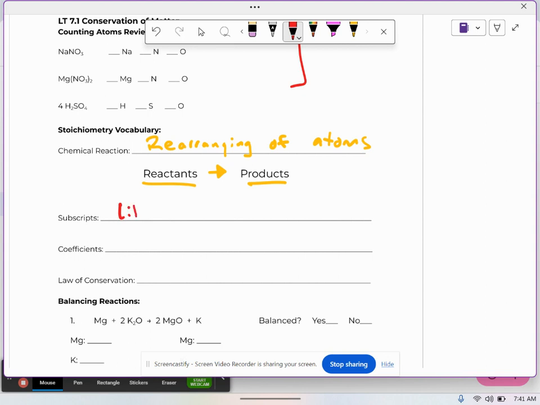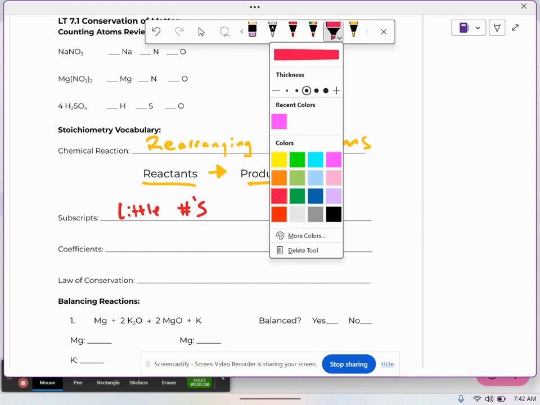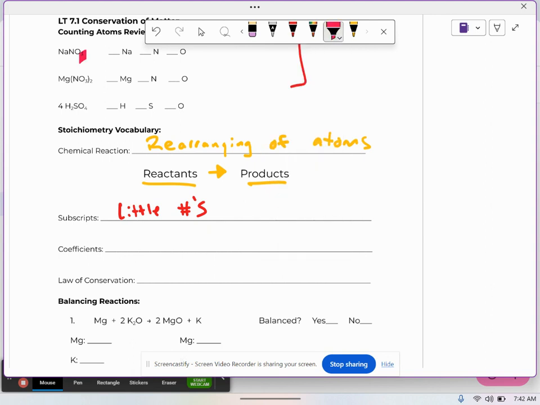Subscripts are the little numbers, so something that looks like this, right? So a subscript is like what's attached to the oxygen, so they apply directly to that specific atom. And so those are the little numbers that are attached to the atom.